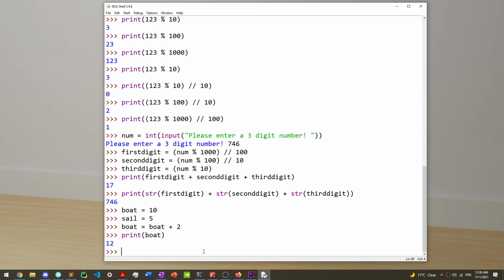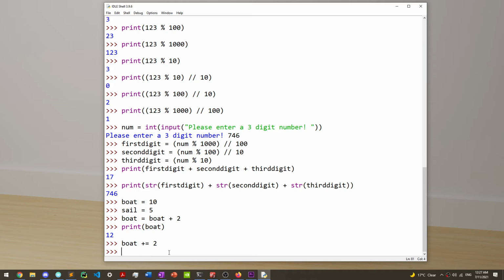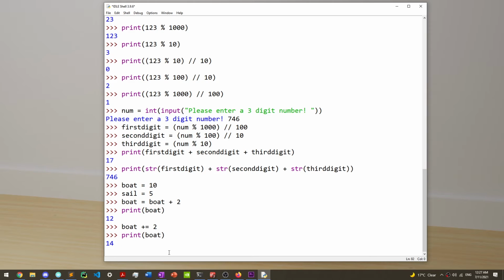Now another way of writing this, instead of writing boat is equal to boat plus 2, is we can simply write boat plus equals 2. And this is literally the equivalent of writing boat is equal to boat plus 2. So now if I print this out, I can see that it should equal 14 because previously boat is 12. Adding 2 to it gives us 14. So you can see here, it's pretty useful in that we can shorten down our code by quite a bit.